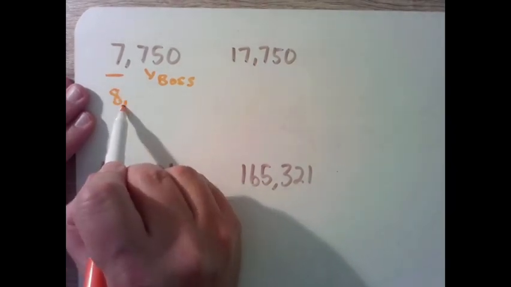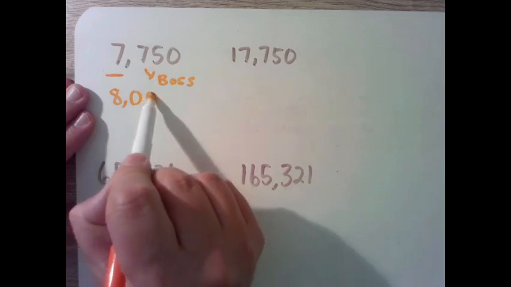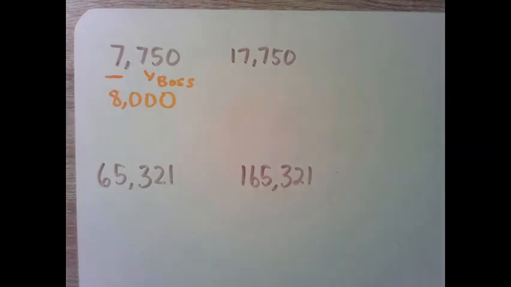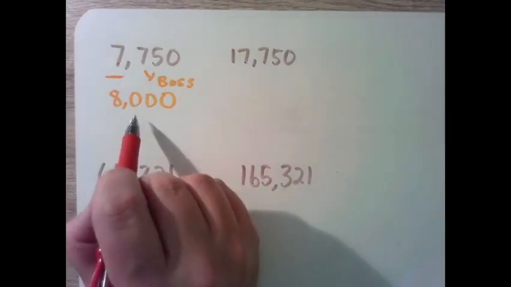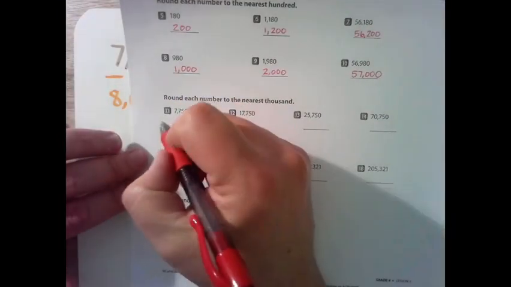So we rewrite the comma. This 7 becomes a 0, this 5 becomes a 0, and that 0 stays a 0. So our answer to rounding 7,750 to the nearest 1,000 is 8,000. That's number 11: 8,000.